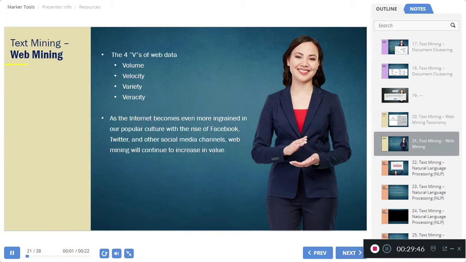The 4Vs of web data: volume, velocity, variety, veracity. As the internet becomes even more ingrained in our popular culture with the rise of Facebook, Twitter, and other social media channels, web mining will continue to increase in value.